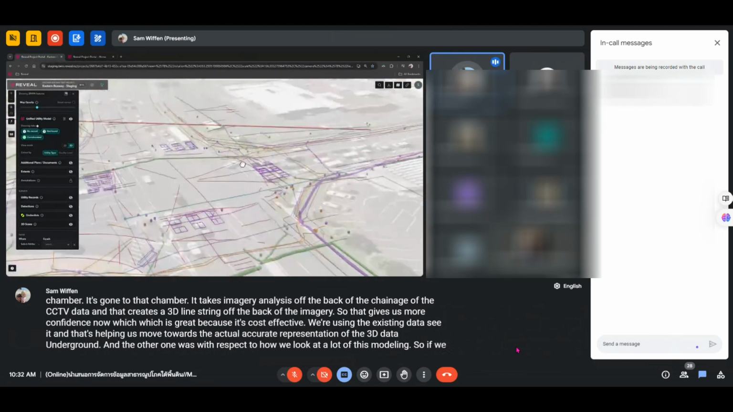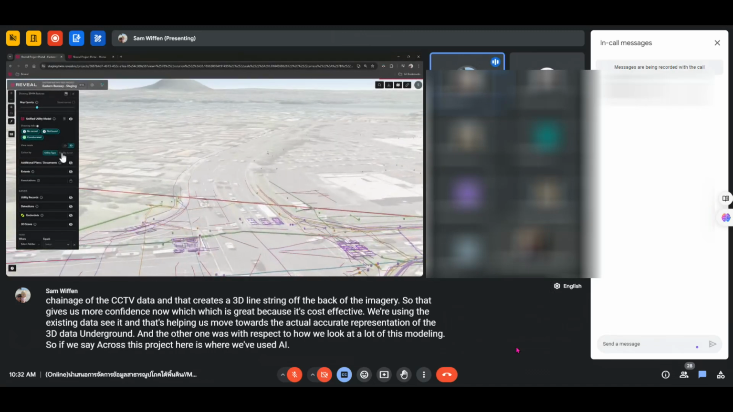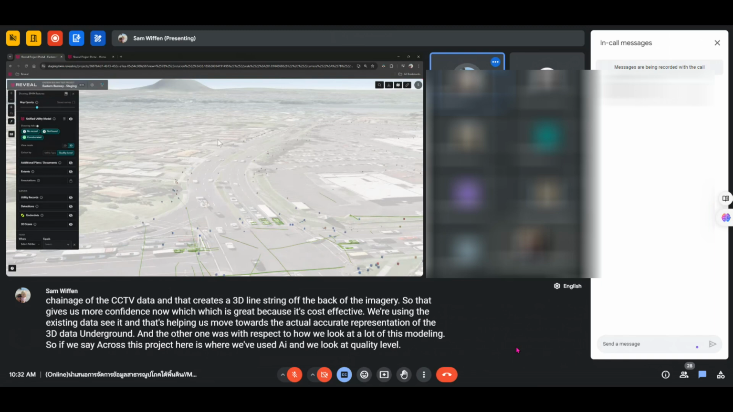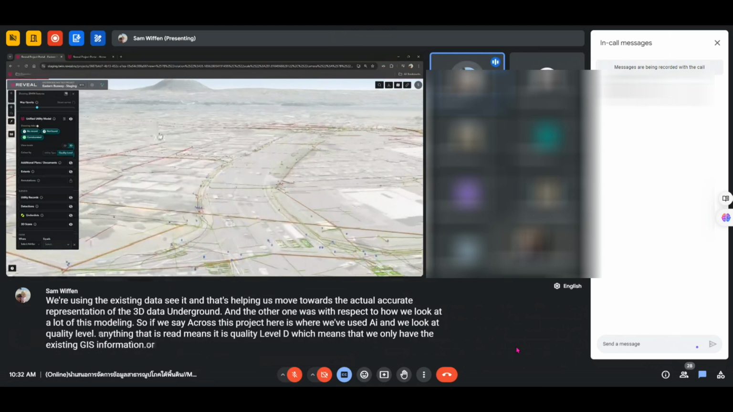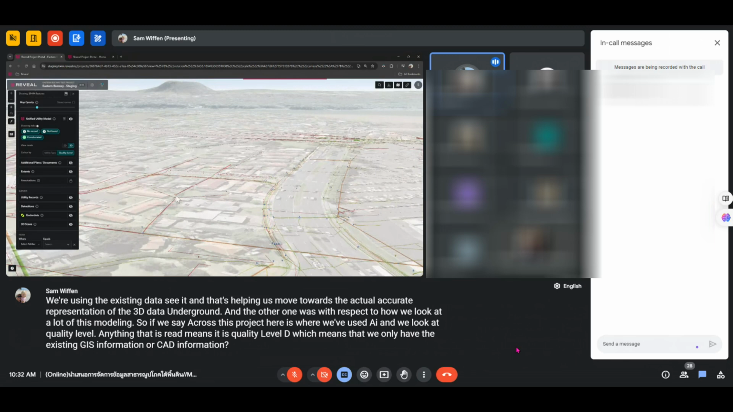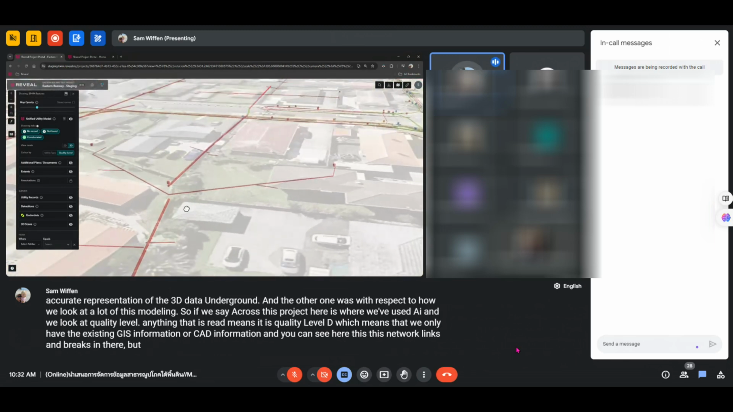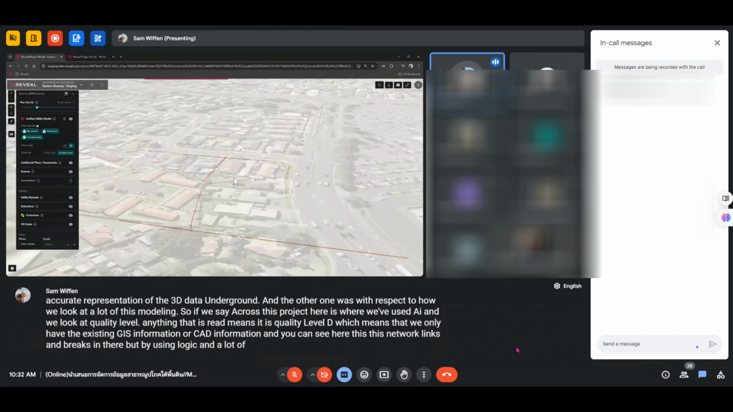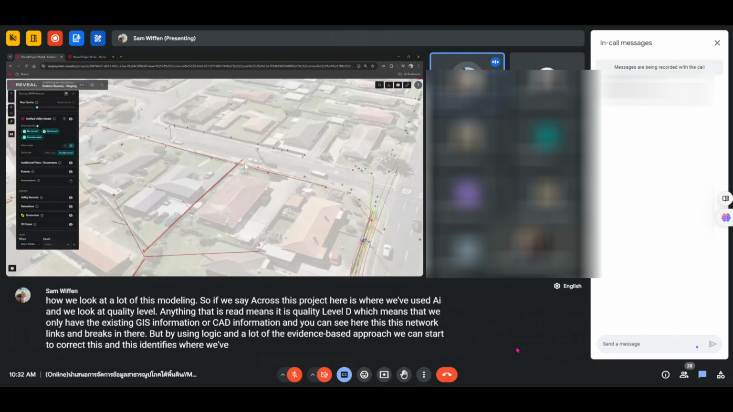So if we say across this project here is where we've used AI and we look at quality level, anything that is red means it is quality level D, which means that we only have the existing GIS information or CAD information. And you can see here there's network links and breaks in there. But by using logic and a lot of the evidence-based approach, we can start to correct this. And this identifies where we've made those corrections off the back of evidence and AI.